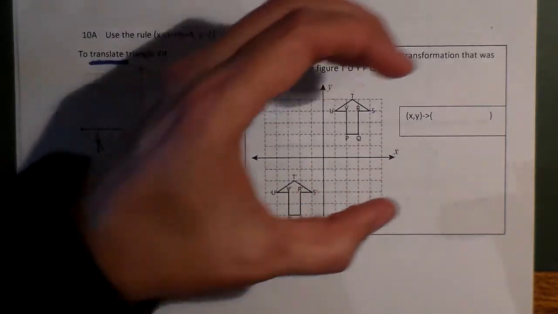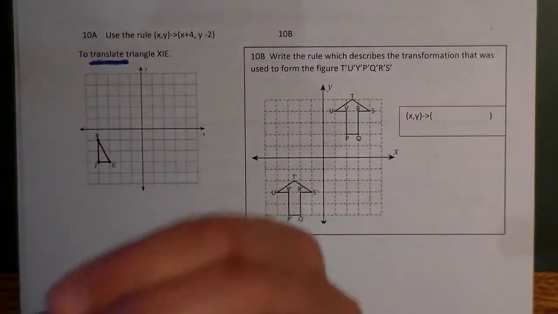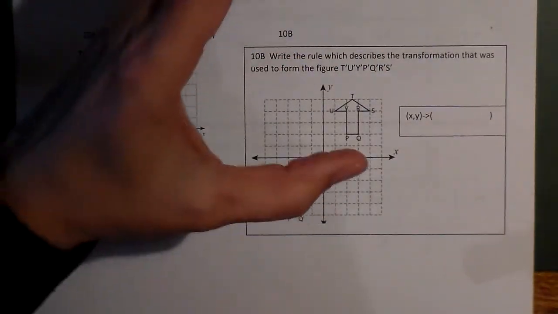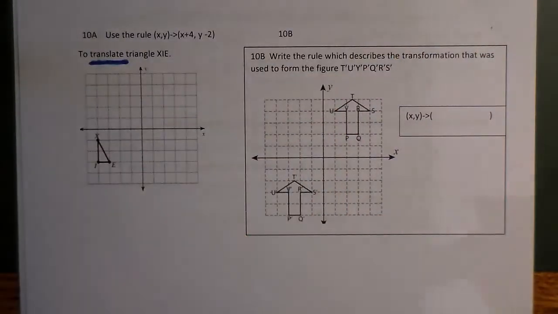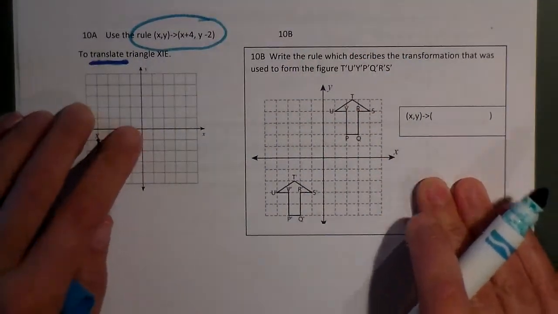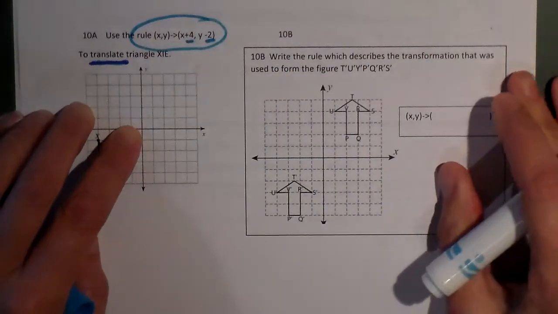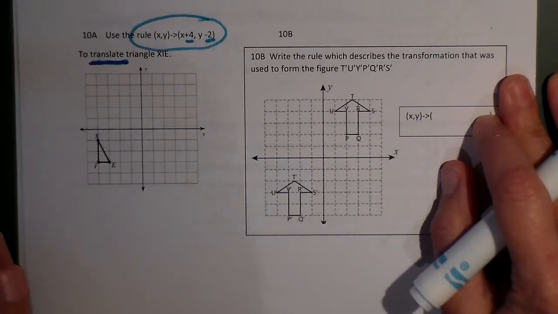It can move up and down. It can move diagonally back and forth. But it's not going to flip over. We're not going to have a C pointing the other way. That's a reflection. Translation is just up and down, diagonal, left, right, pointing the same way, same direction. So I'm going to use this rule. Now, how do I apply the rule? The rule tells me what I'm going to do to each one. So I have x + 4 and y - 2. That's telling me I'm going to add 4 to every x coordinate.